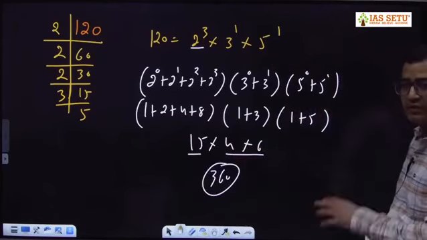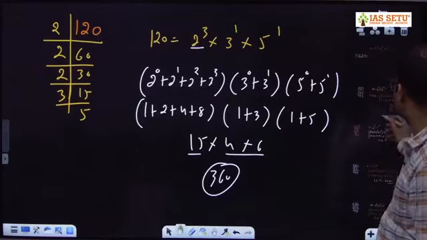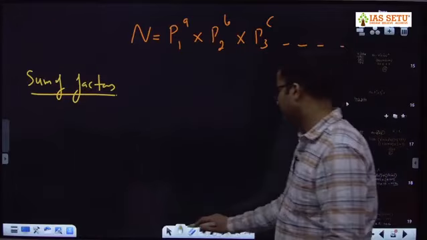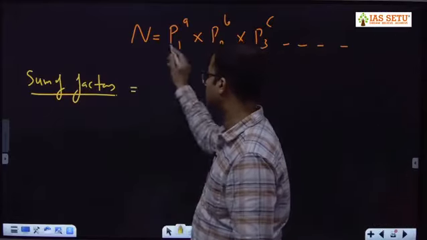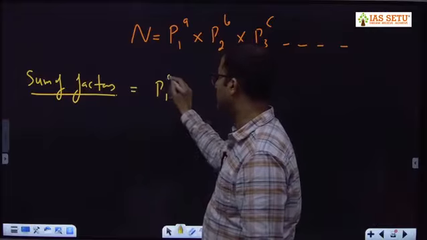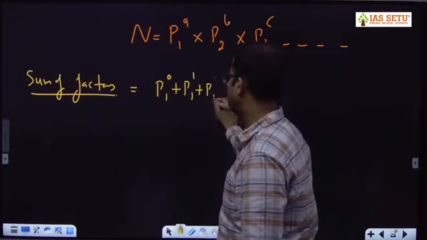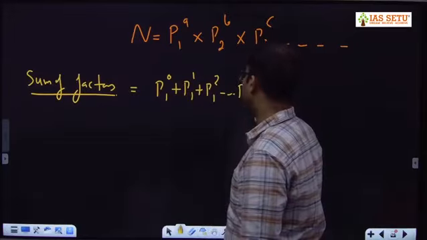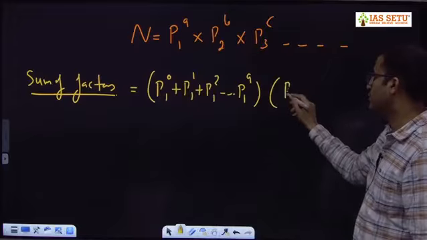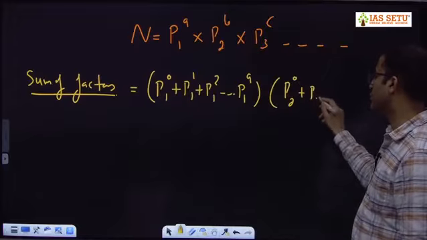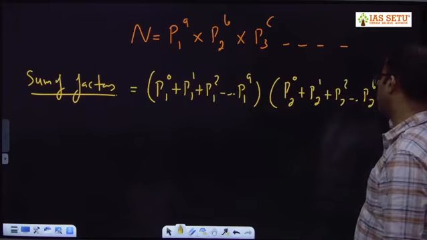I think you learn this, but if you want a formula, I can tell you, but it will not be understood as much. Sum of the factors, what are we doing? P1 to power 0 plus P1 to power 1 plus P1 to power 2 up to P1 to power A, multiplied with P2 to power 0 plus P2 to power 1 plus P2 to power 2 up to P2 to power B.